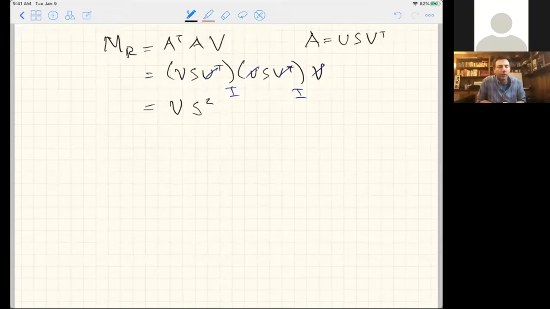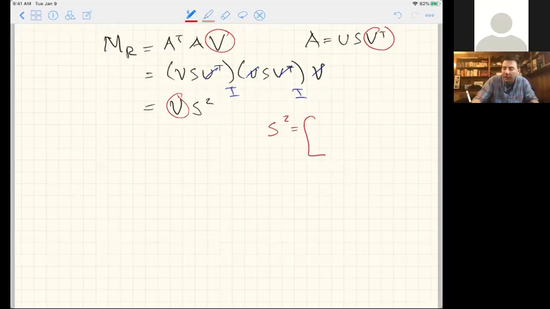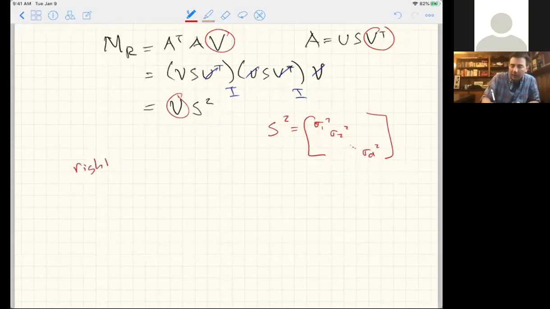So what this is saying is that if I took this and multiplied it on the right of MR, which is my square matrix I want to do the eigen decomposition of, what I'm going to get back is V again times the singular values squared. S is still a diagonal matrix, but when I square that matrix, I'm squaring all of the entries. So S squared is going to be sigma 1 squared, sigma 2 squared, up to sigma D squared.